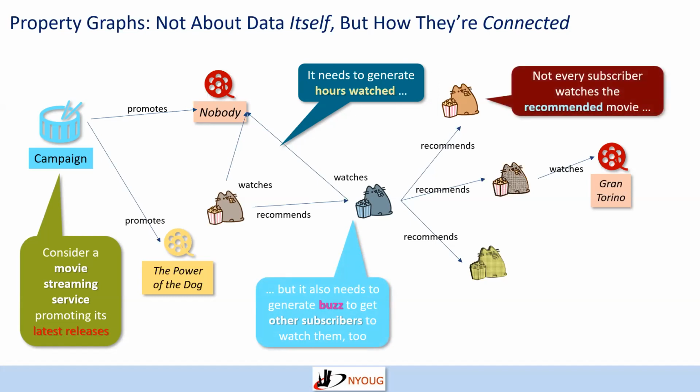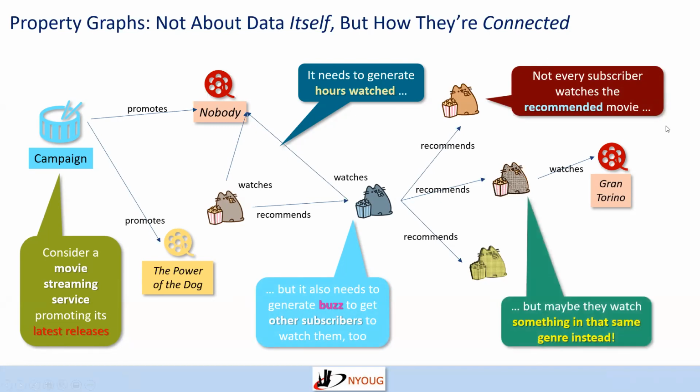So not every subscriber watches the recommended movie, right? I mean, that's not the way it works, but maybe they watch something in that same genre, right? Okay, Gran Torino and Nobody, kind of in the same genre, definitely not in the same Power of the Dog genre. But you notice what we're talking about here? It's not about how many hours watched. We haven't talked about that except for one time. What we're talking about here is how are these data connected? And that is the essence of what we call property graphs.